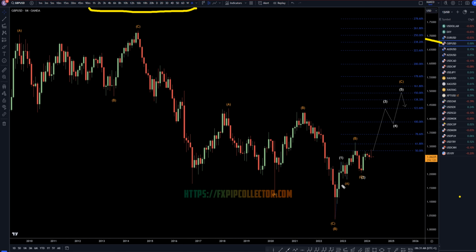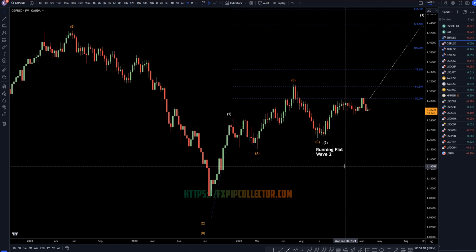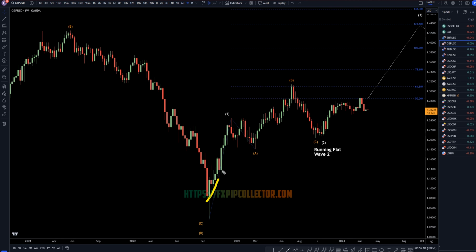So on pound dollar, we are definitely drifting down a little bit as of recently, but I still think that this move down will make a higher low, and it will eventually go up and take out these highs. I still think it needs to go up and eventually take out these highs, probably all the way up to about the 161% Fibonacci extension, to make what most likely is a wave C if you zoom out on the monthly.